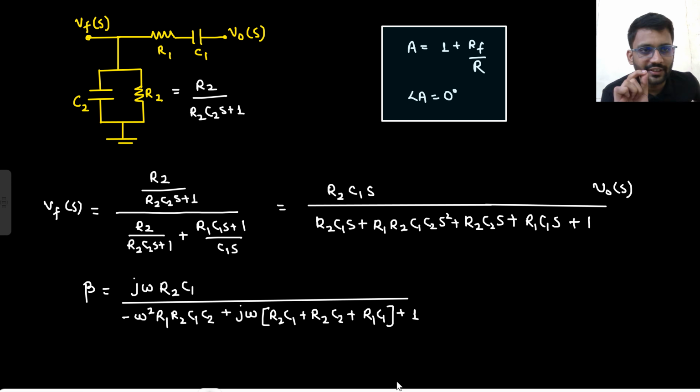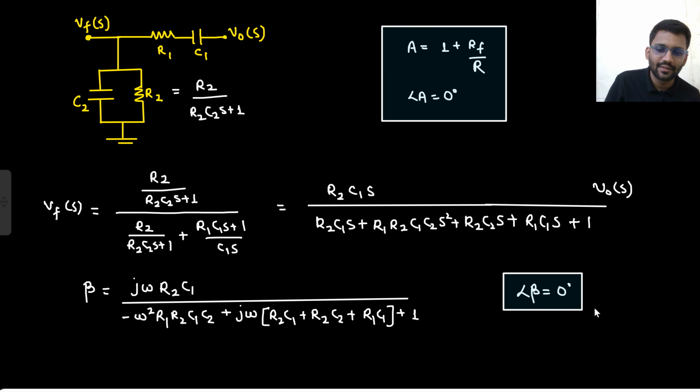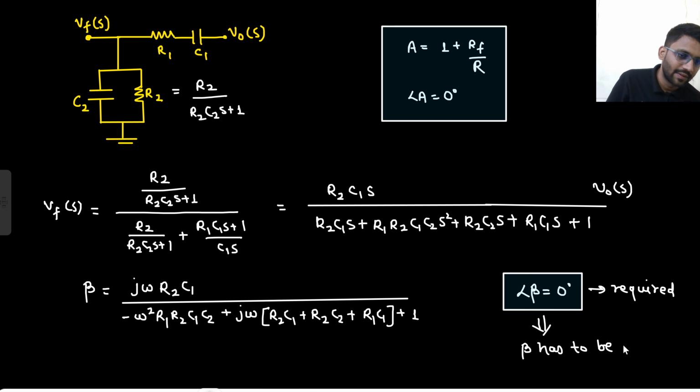Now you need 0 degree phase shift. What do you need? From beta you need 0 degree phase shift. This is required. That means beta has to be real.